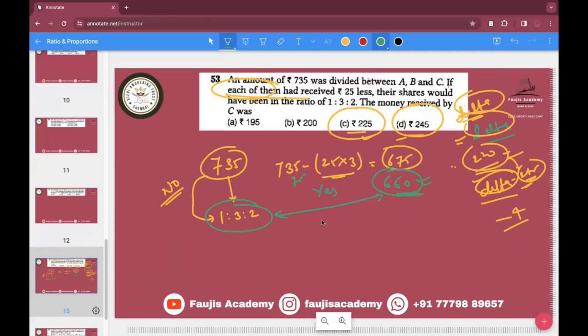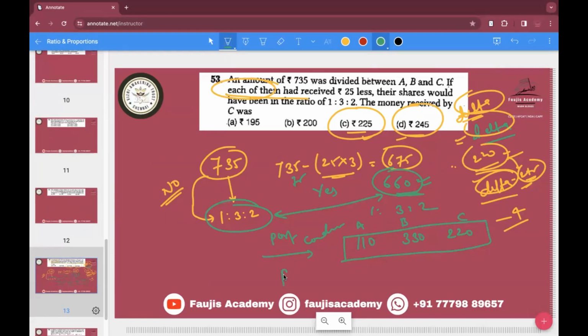Now let's divide this into the ratio of 1:3:2. 3 plus 2, 5 and 6. This is 110. This is 330. This is 220. Right, guys? This is the post condition. This is the scenario for A, B, and C.